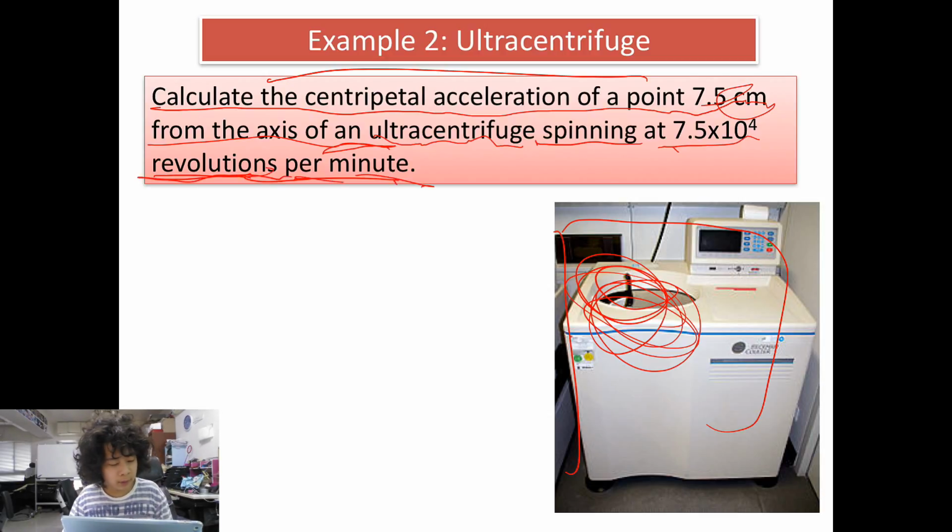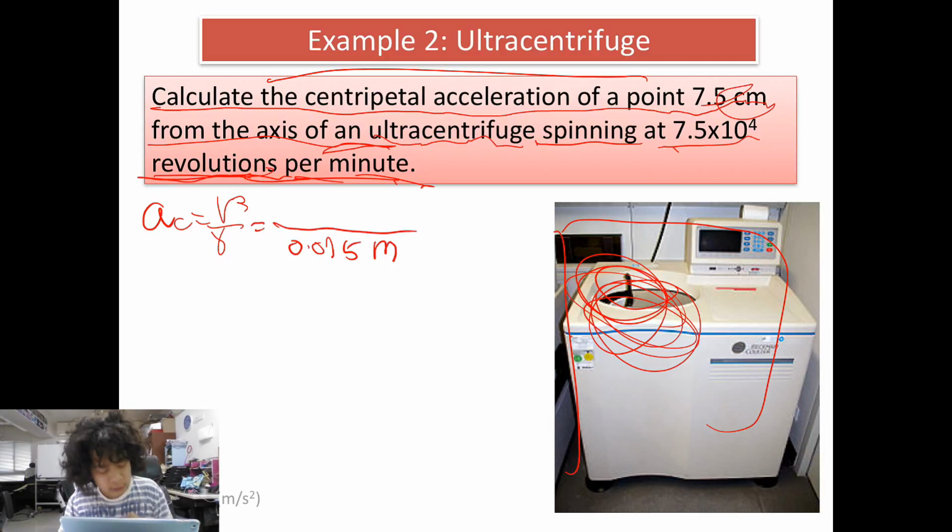revolutions per minute. So first, remember, AC equals V squared divided by R. Now we already know the R, but remember we calculate in meters, so we have to convert it into 0.075 meters. And the velocity, now we have this, so we can calculate the velocity.